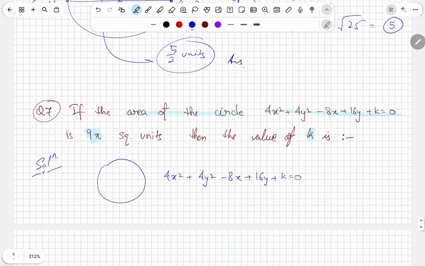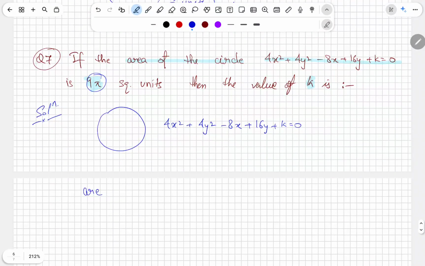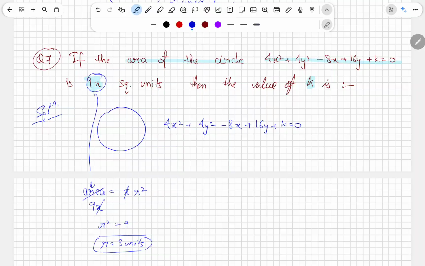Now 9 pi square units is the area. We all know area is pi r square. Area is 9 pi. Putting it over here, in place of area I'll put 9 pi. Pi will cancel with pi. R square is 9. Radius will be 3 units. Radius is coming as 3 units.